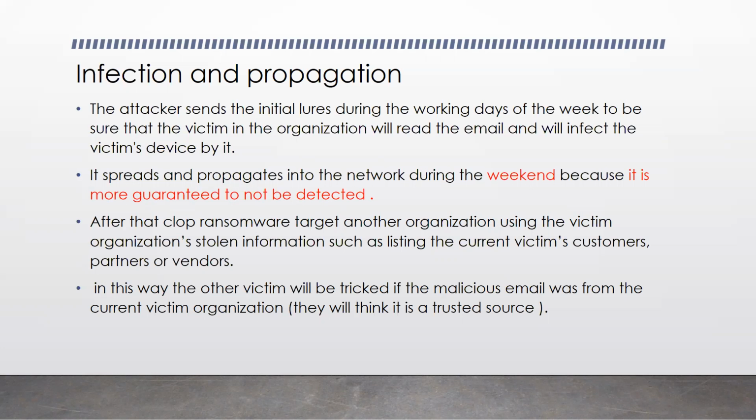After that, cl0p ransomware targets another organization using the victim's stolen information, such as listing the current victim's customers, partners, or vendors. In this way, the other victim will be tricked if the malicious email was from the current victim organization. They will think that it is a trusted source, so they will open the attachment that's sent with the email.